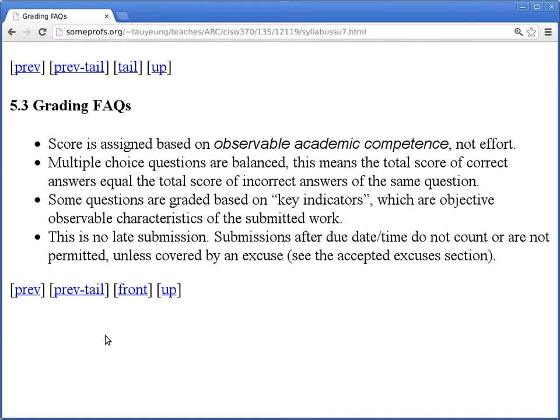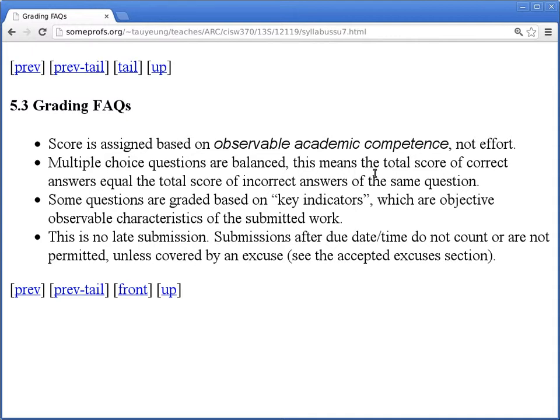Grading FAQ: the score is assigned based on observable academic competence and not effort. I cannot grade based on effort. If there are multiple choice questions, they will be balanced, which means I'm going to use the same rules as the SAT. Does anyone know what the rules of the SAT are? Or most of the other open exams? Sorry? Isn't it like the most correct?